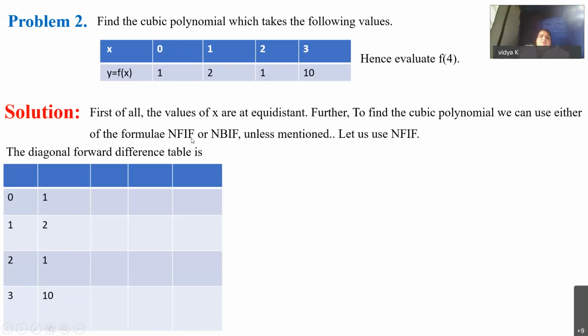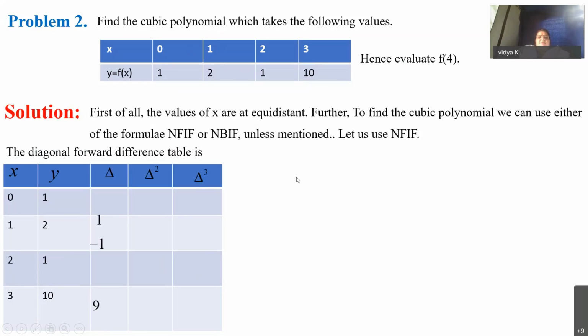NFIF is preferred when you want to get the value of y at the beginning of the table or to the right of x naught at a shorter distance. NBIF is preferred at the end of the table or to the right of x at a shorter distance. But here they haven't asked for y at a particular value of x. Instead they asked for the cubic polynomial for this data. In such a case you can use either NFIF or NBIF. Only thing is you construct the table, but don't use both, any one.